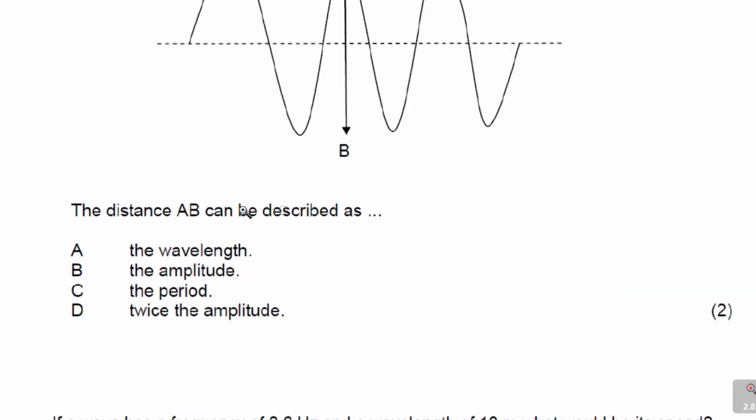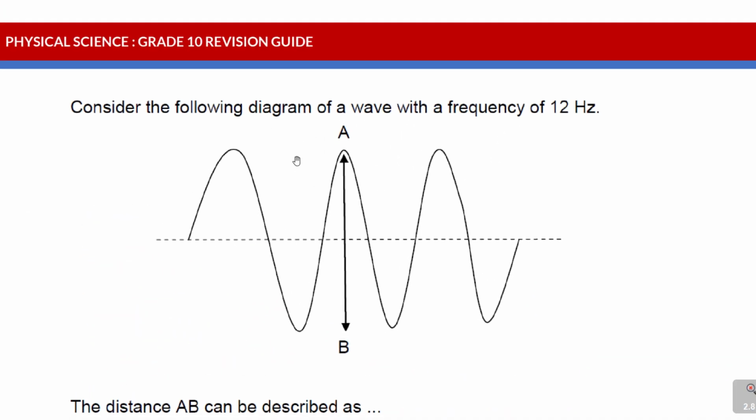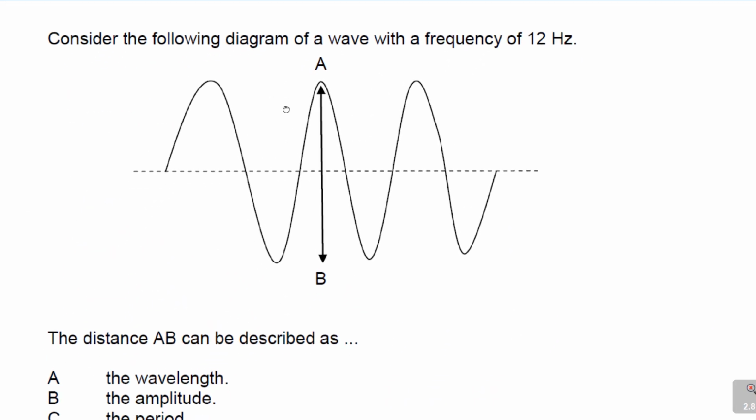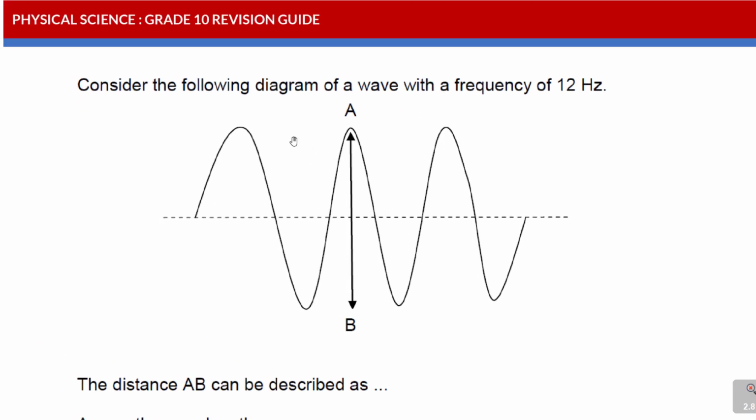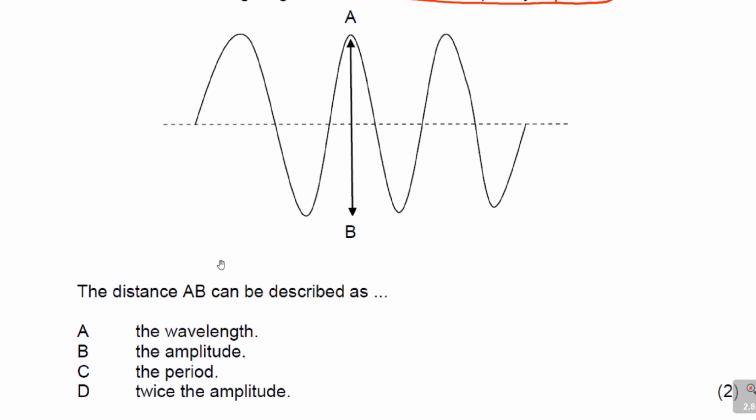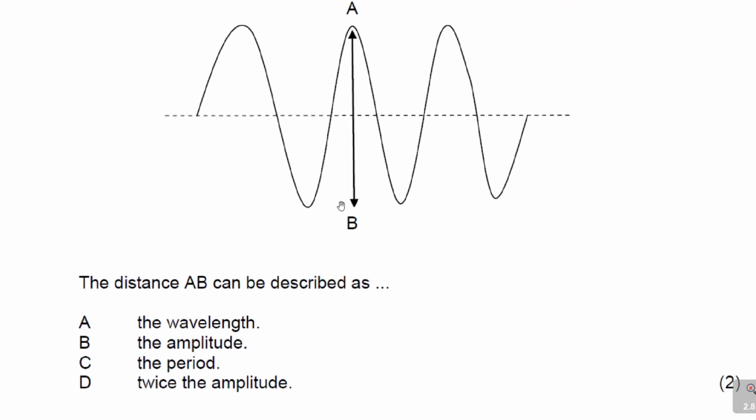In this section, I'm just looking at the activity and the questions that you can expect in an exam considering these transverse waves. It says, consider the following diagram of a wave with a frequency of 12 Hertz. Now it says AB can be described as what? Look at AB, and what did you call AB? Don't be tempted. Is it the amplitude? The answer is no. That's not the amplitude.